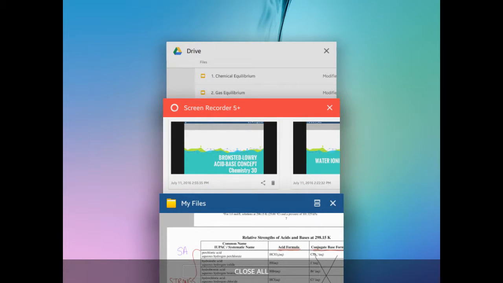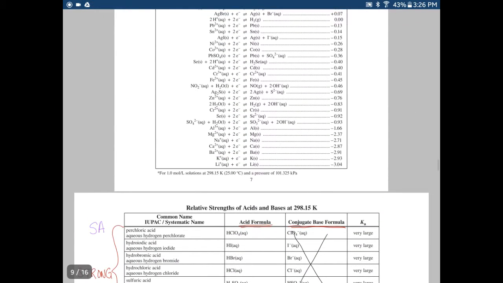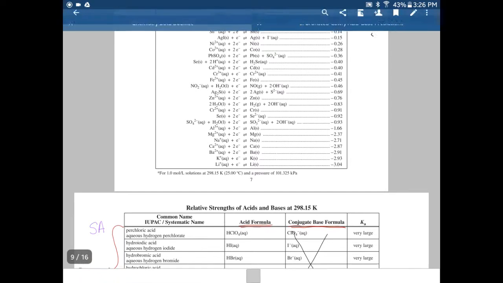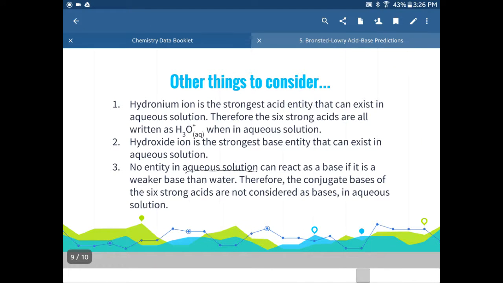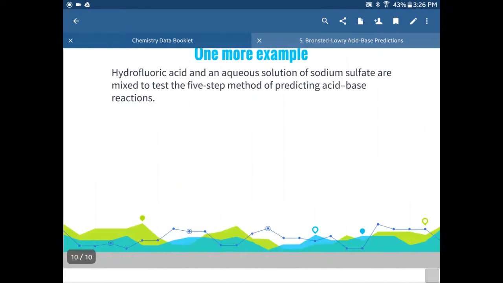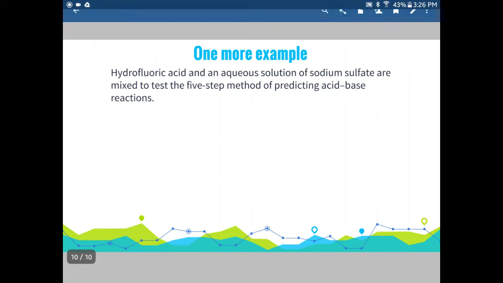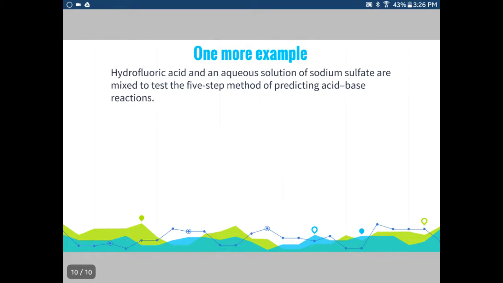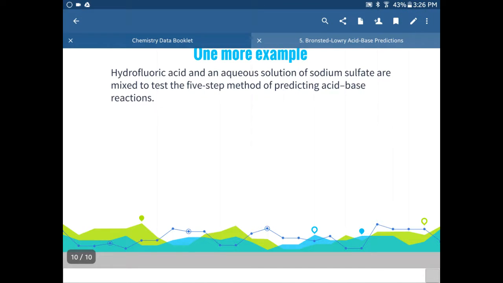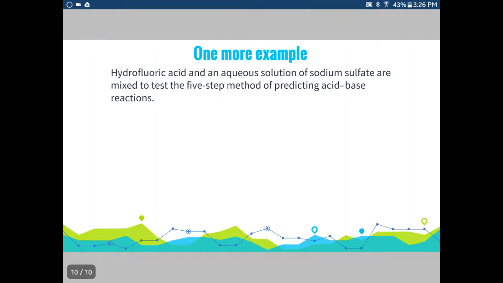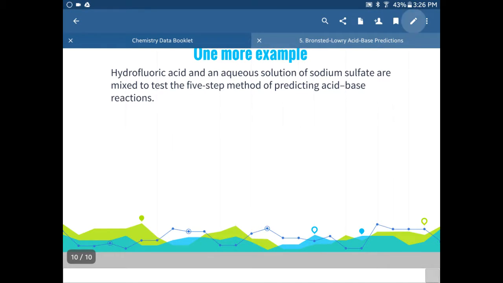Let's just go back to our presentation here. So, one more example. I'm going to go through this a little bit quicker, a little bit more fluid, just to go through the steps one more time to get a better idea of what we're talking about here.